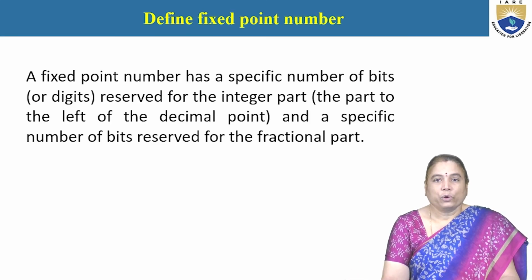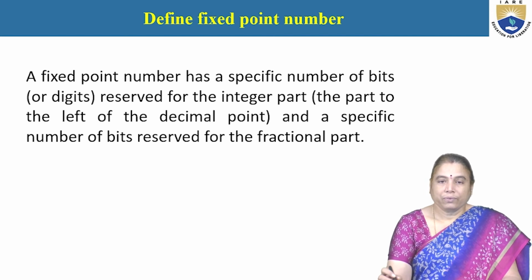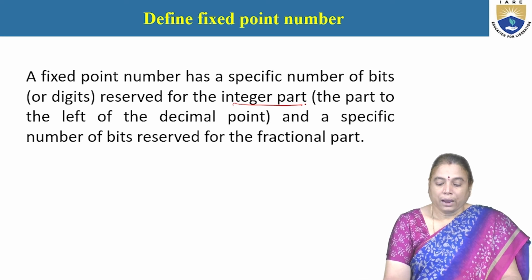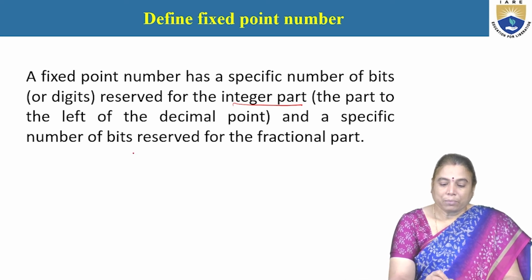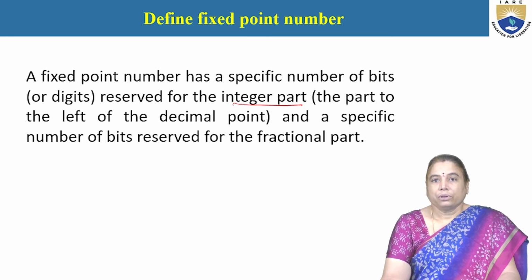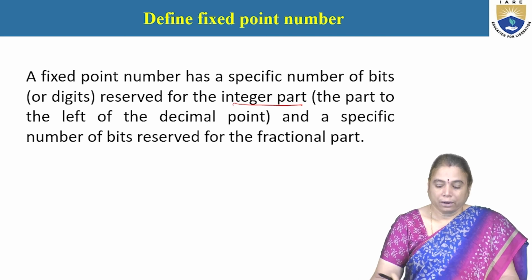Define fixed point number. A fixed point number has a specific number of bits or digits reserved for the integer part, and a specific number of bits reserved for the fractional part. So, these are called the fixed point numbers.